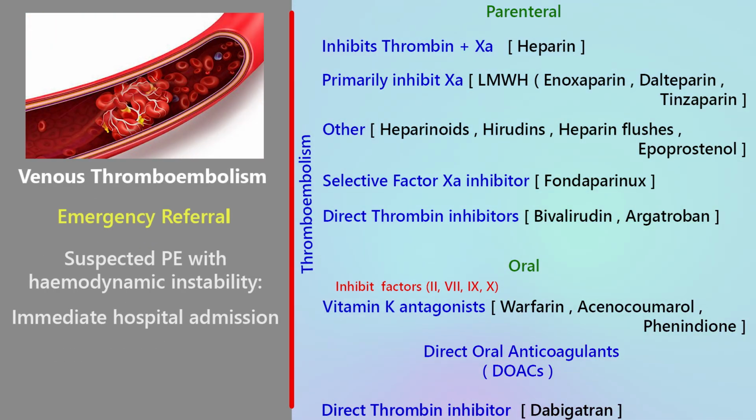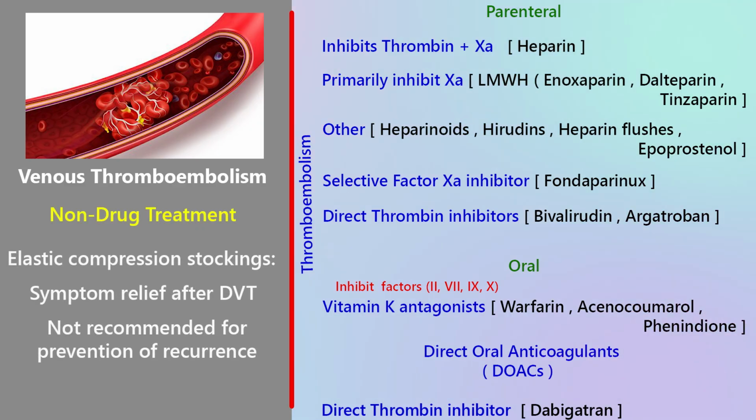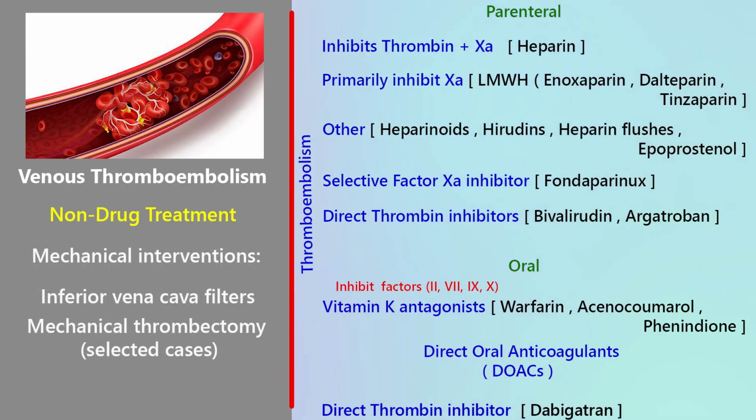Now let's briefly discuss treatment, not prevention. Suspected PE with instability, emergency referral. Non-drug treatments include elastic compression stockings for symptom relief after DVT, but they do not prevent recurrence. In selected cases, we may use IVC filters or mechanical thrombectomy.